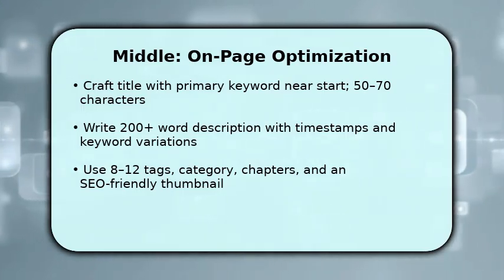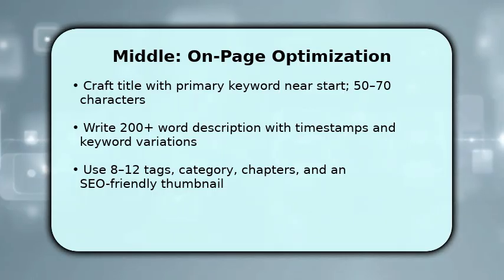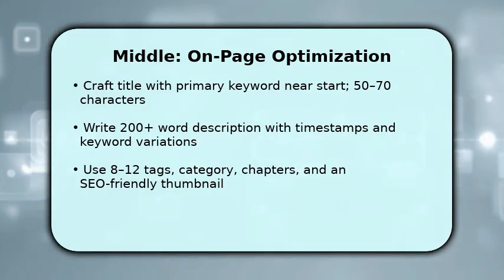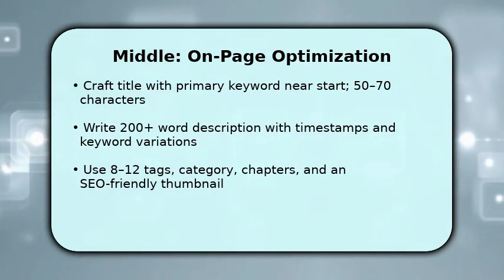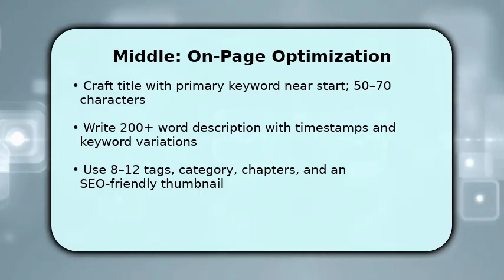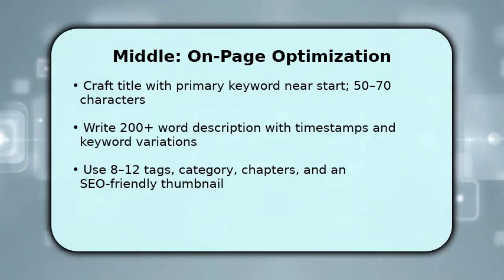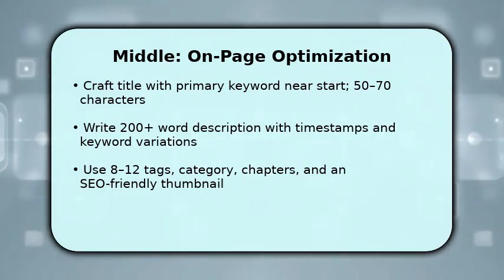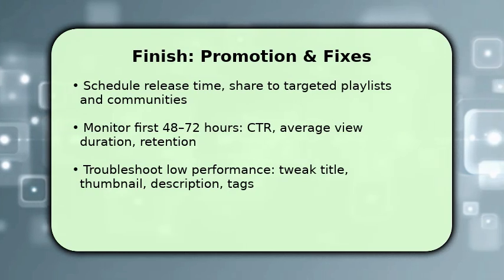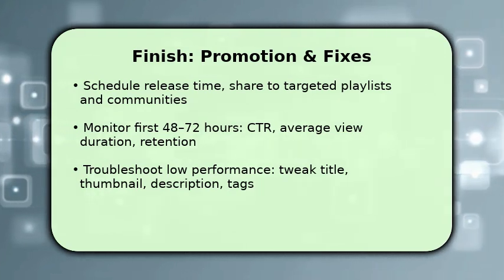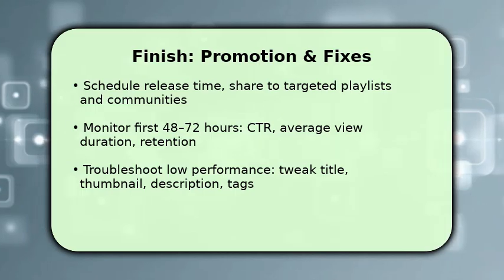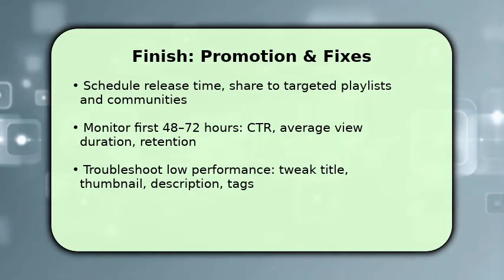Also add 8 to 12 relevant tags, pick the correct category, and upload chapters for better watch time. Make sure to enable subtitles and upload an SEO-friendly thumbnail file named with the keyword. These details you finish by promoting and measuring. Schedule the launch, add the video to relevant playlists, and share it to targeted communities and your channels.